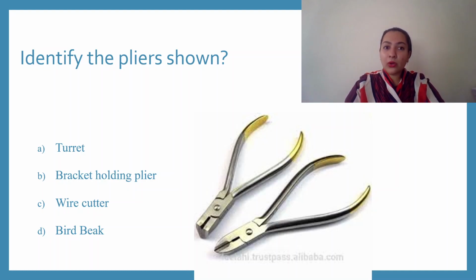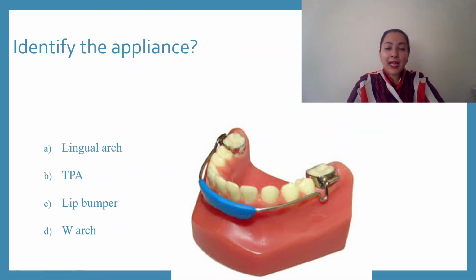Okay, but for now you remember that if you see these two kinds of things, these are wire cutters, right? Moving on. Identify the appliance. Again, one appliance is shown. If you people have gone through the textbooks, you should be easily able to identify that this is a lip bumper.